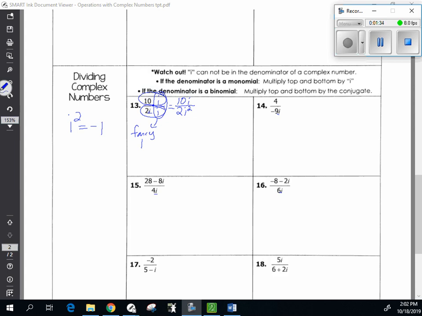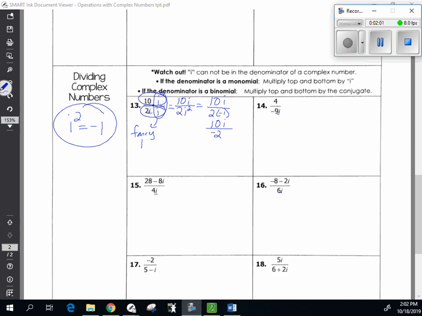So we do the same thing we did with addition. You multiply, and then you replace all of your i squareds with -1. So I look at this after I do my multiplication. Anytime I see an i squared, I change that to -1, and then I simplify. So this is going to be 10i over -2.